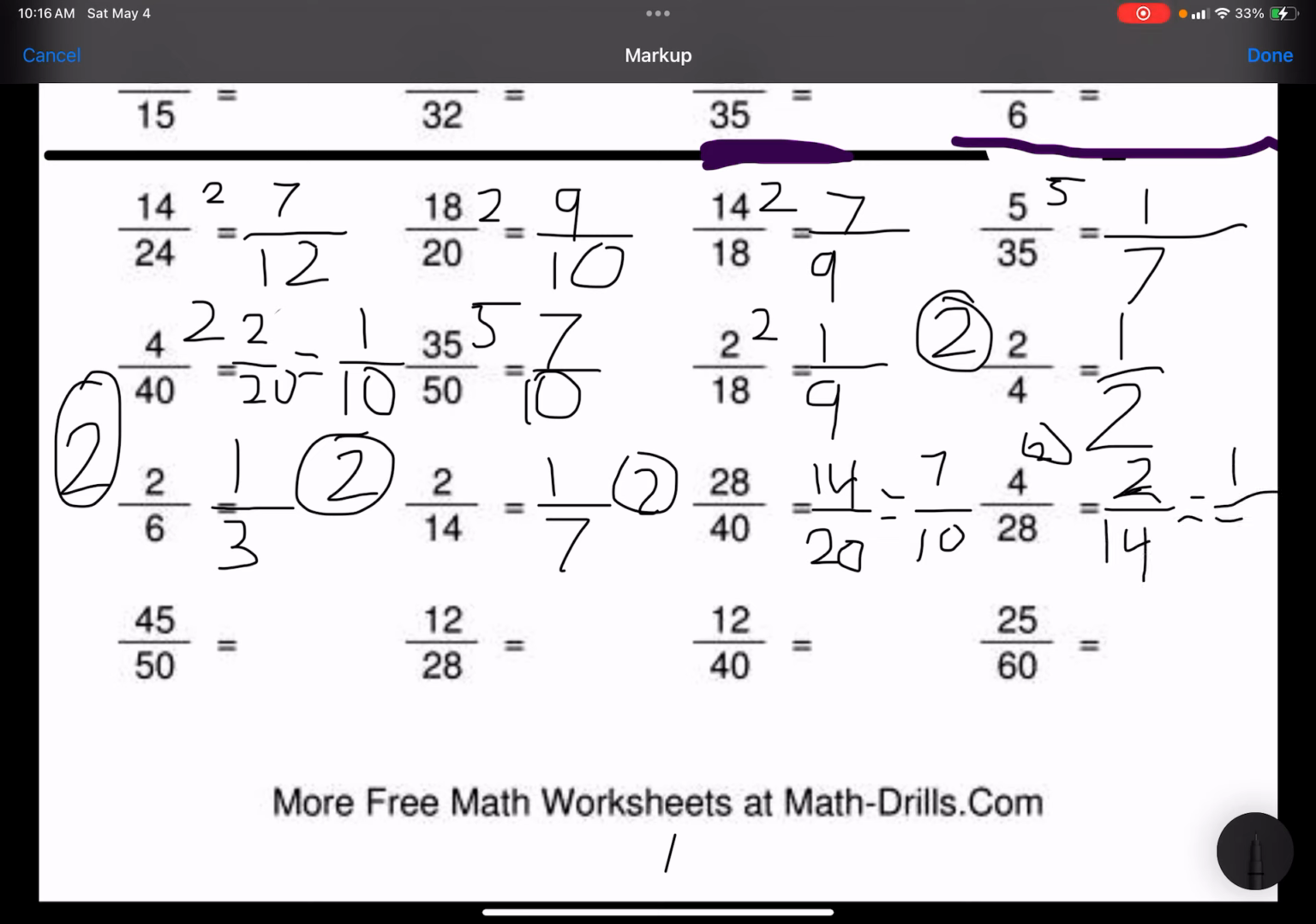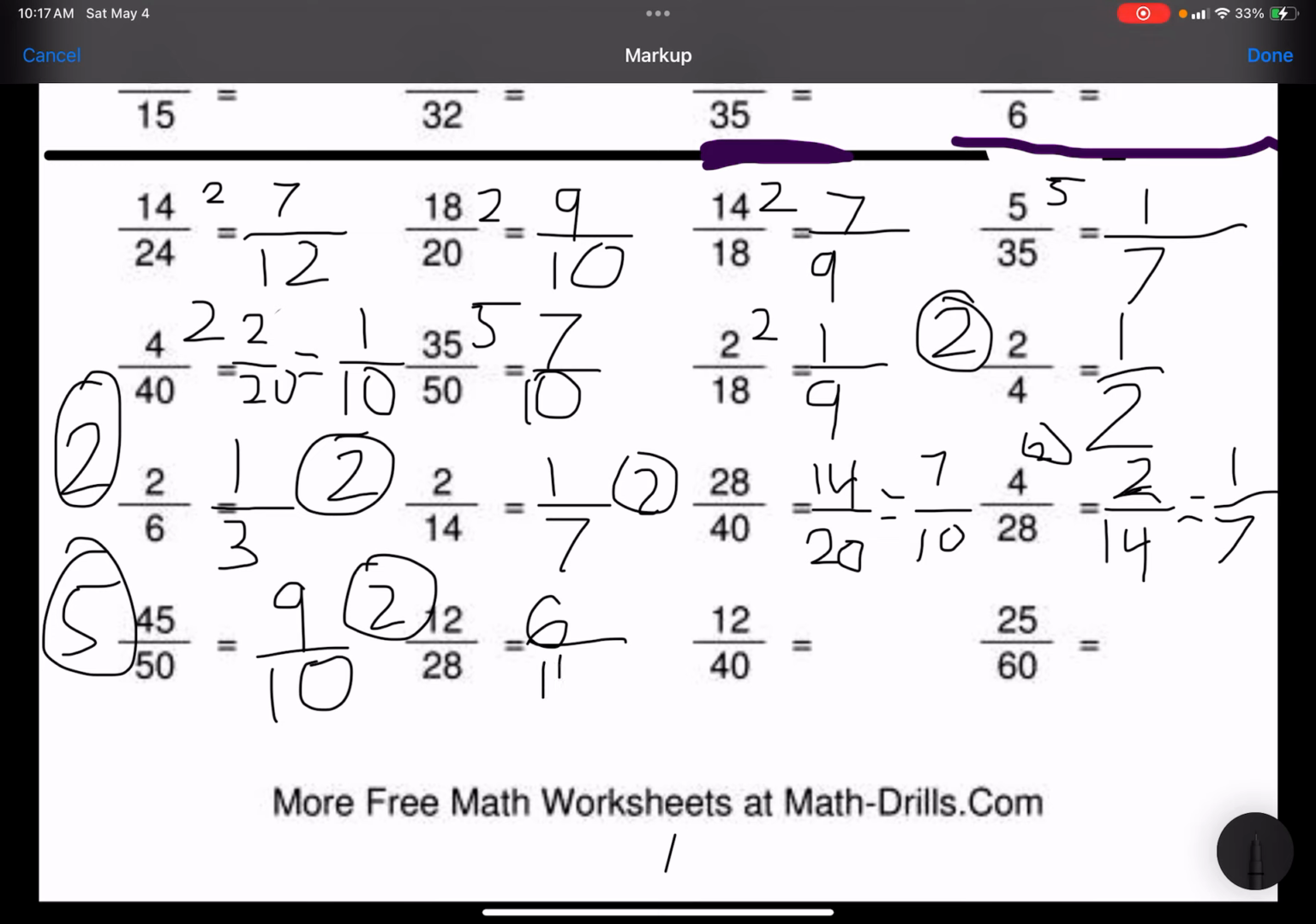Oh, that's great. So 45 to 50, we're going to do this 5 times. So 45 divided by 5 is 9. And 50 divided by 5 is 10. 12 and 28, we're going to be doing this 2 times. So we have 6 over 14. And then we'll simplify. Once we simplify, it's going to be 3, 7.